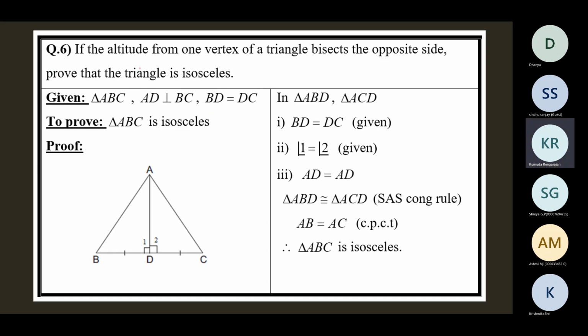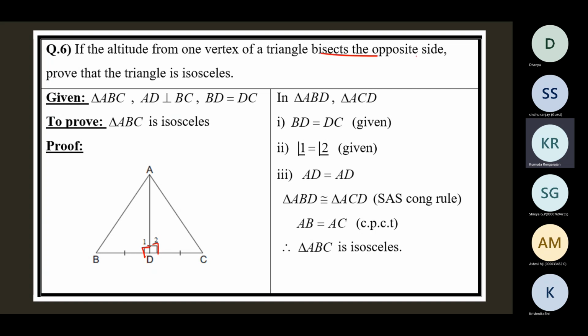Okay. So the altitude from one vertex. We have taken the altitude from A. Altitude immediately means it is perpendicular to the base. So angle 1 is equal to angle 2. AD is the altitude from the vertex A on the side BC. So angle 1 is equal to angle 2, 90 degrees, because it's the altitude.